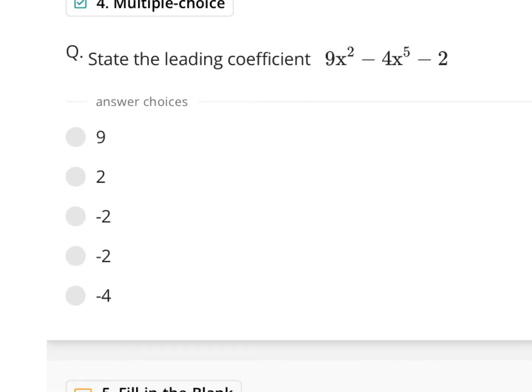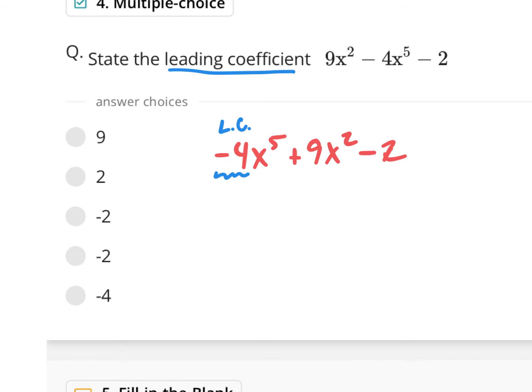Another question asking for the leading coefficient. Once again, it's not in order. You have to put it in standard form, highest exponent down to smallest, down to the constant at the very end, which would require you to switch the first 2 terms. And now that it's in standard form, you could identify your leading coefficient. Your leading coefficient is -4. Notice that the negative in front of the 4 came with it when I switched it with the 9x squared. So the leading coefficient is -4, not +4.